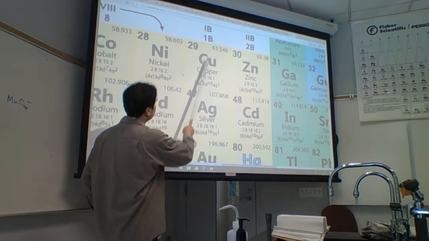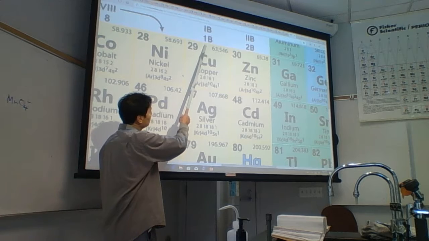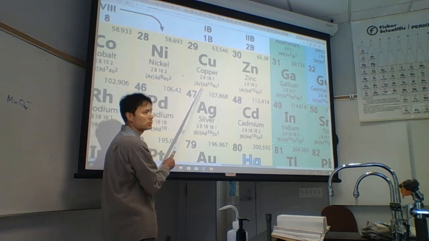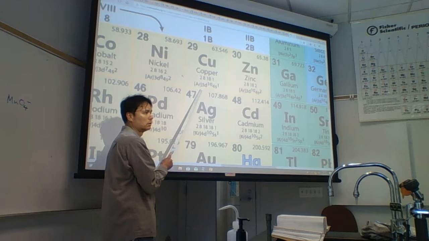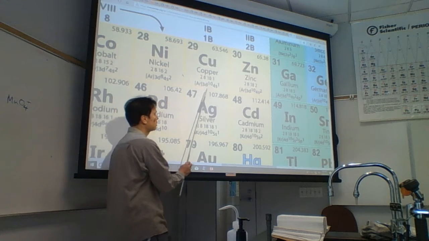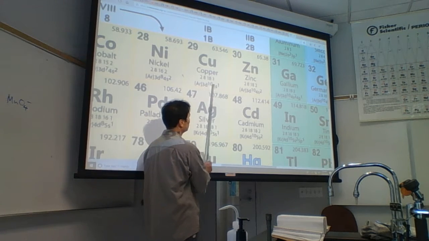So copper is a group 1B, and you can tell because of the electron configuration. How many valence electrons does copper have? One valence electron. Does everybody see this? Valence electron, again, is defined as the outermost electron.